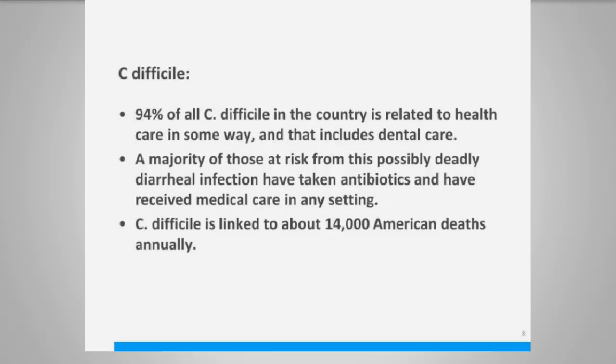A majority of those at risk from the possibility of this deadly diarrheal infection have taken antibiotics and have received medical care in any setting. With C. diff in the United States, last year they were able to attribute 14,000 deaths to this disease.